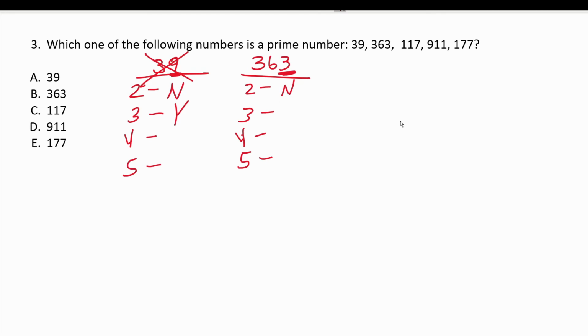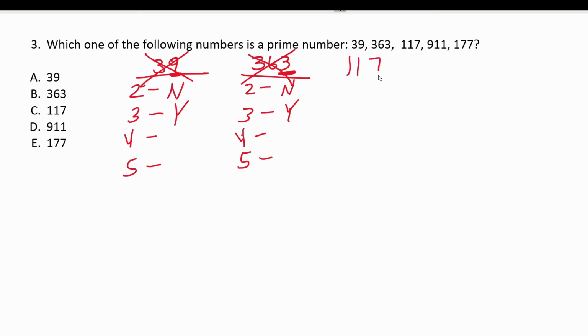To determine if a number is divisible by 3, we sum the digits in that number. So we're going to do 3 plus 6 plus 3. 3 plus 6 is 9, plus 3, 9, 10, 11, 12. So is 12 divisible by 3? It is. Therefore, I know 363 is also divisible by 3, and therefore 363 is not prime.